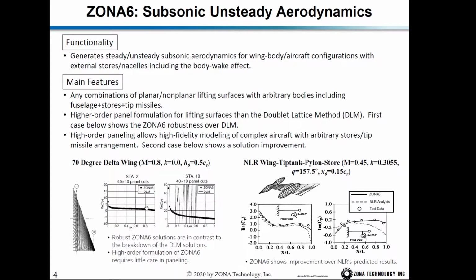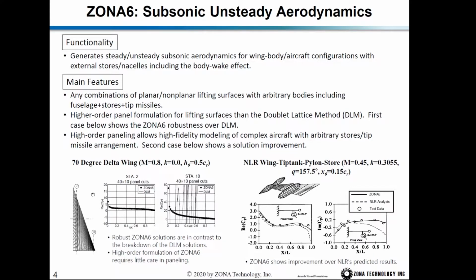And then we talk about the Zona 6 method. Zona 6 is for subsonic unsteady aerodynamics. It generates the steady and unsteady subsonic aerodynamics for wing-body aircraft configurations with external stores and nacelles, including body wake effect. It can model any combination of planar and non-planar lifting surfaces with arbitrary bodies, including fuselage, store, and thin missile, and so on. It is based on a high-order panel formulation for lifting surfaces, and this formulation is higher order than the double lattice method.